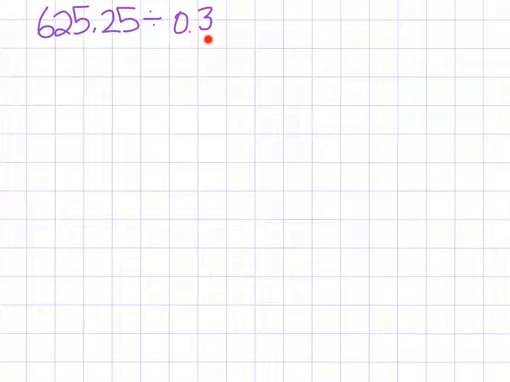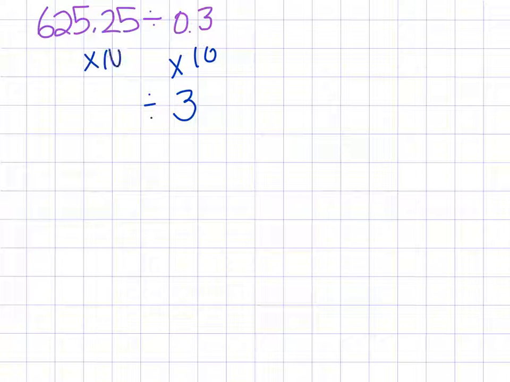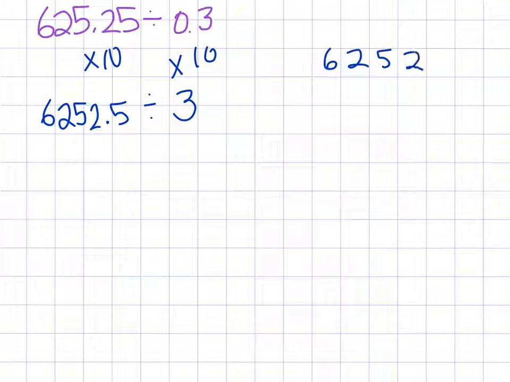So I need to focus on this value here, and I only need to multiply by 10 to move that decimal, or to move the place value, so that instead of 3/10, I have 3. So I only need to multiply this by 10 and affect one place value. The decimal will move one place value over. So I end up with 6,252 and 5/10. So that's the problem that I'm going to solve. So 6,252.5 divided by 3 as an equivalent problem.